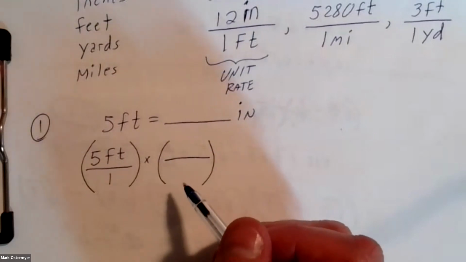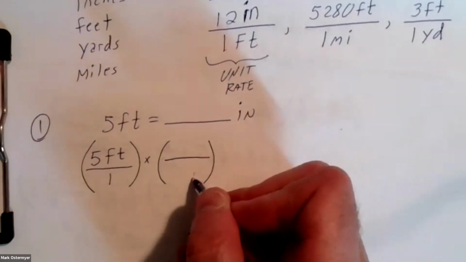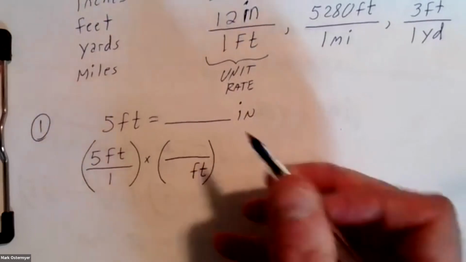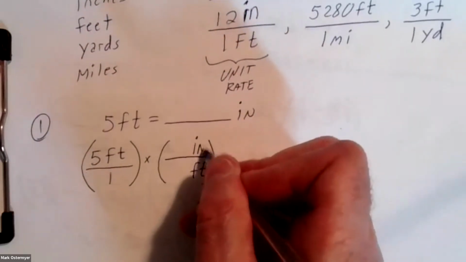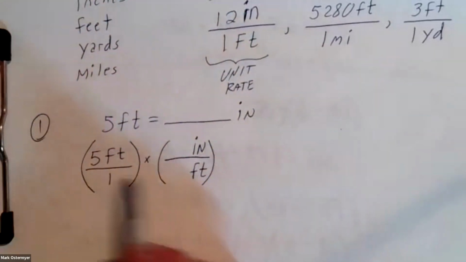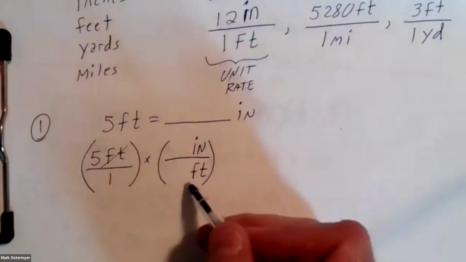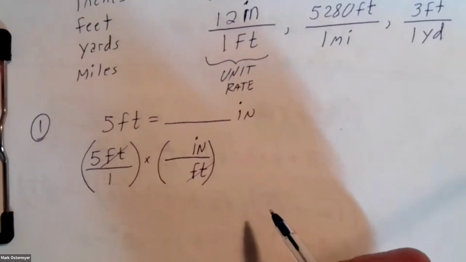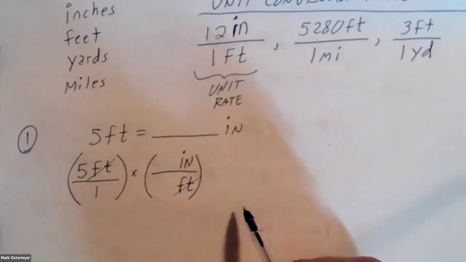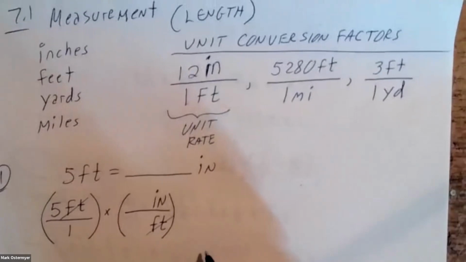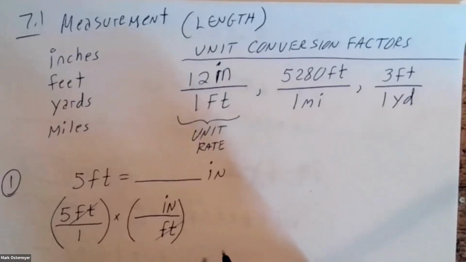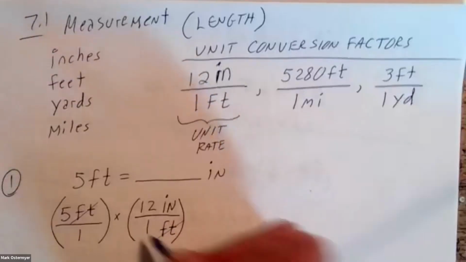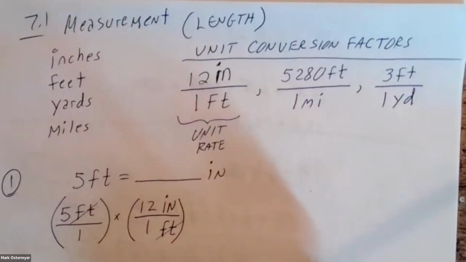Because of that, my unit conversion factor is going to have feet in the denominator and inches in the numerator. Because look, when I multiply these together, my feet units will cross cancel out, and I'll go from feet to inches. Everybody see that there? Now, what conversion factor am I going to use to take care of this? We will put 12 inches over 1 foot, correct? That'll take care of this business here.